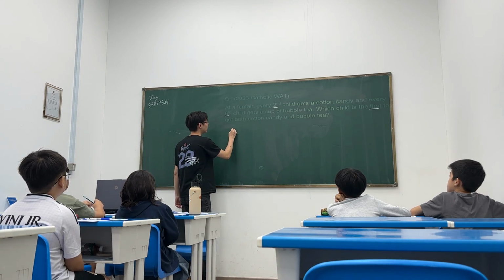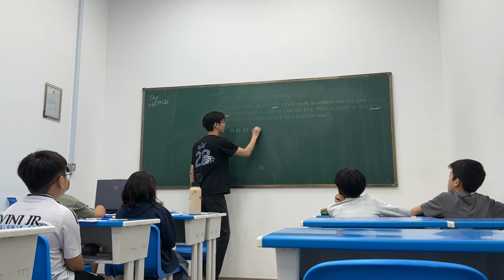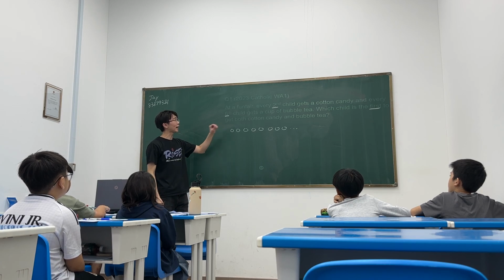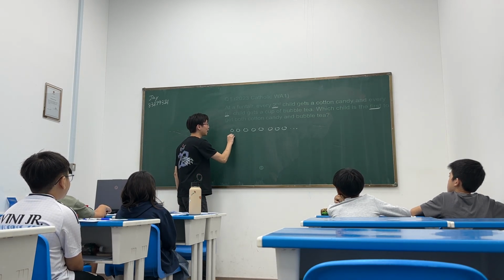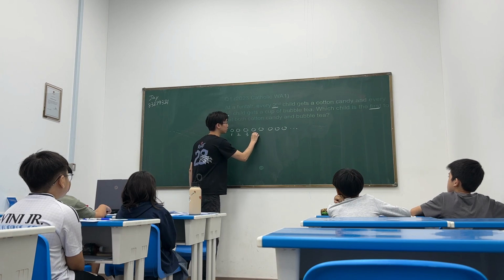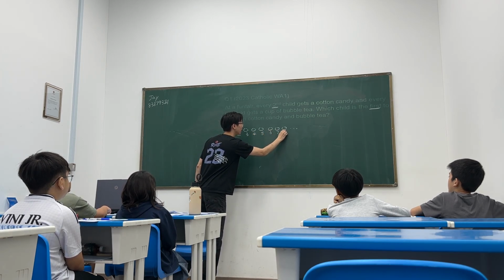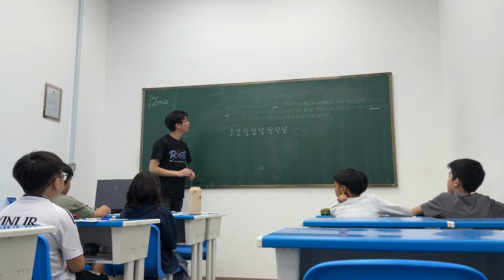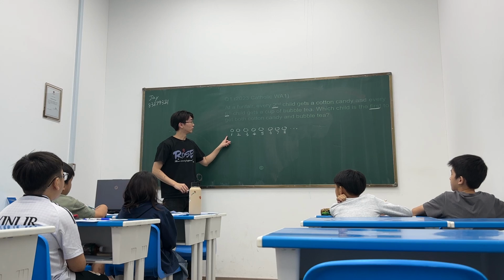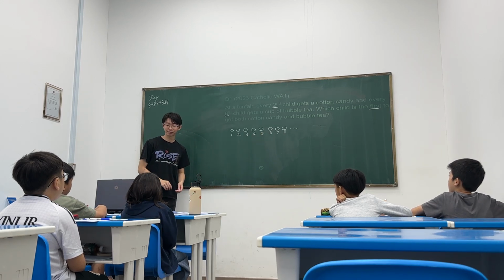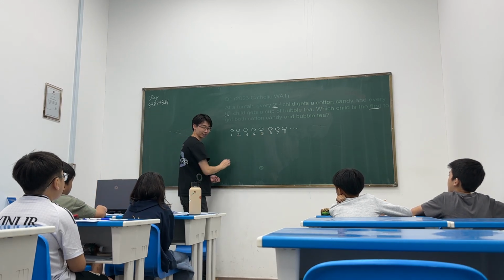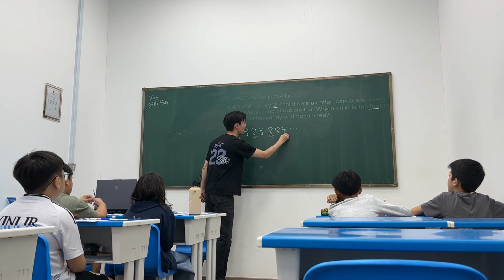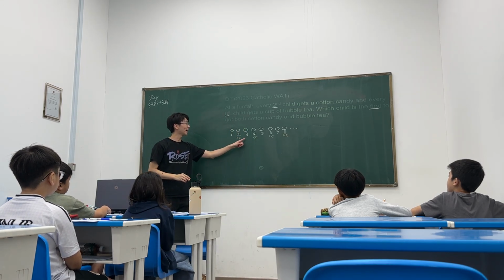The question says there are some number of children here. Okay, let me draw some children. And then it said every second child gets a cotton candy. So let me give some labels here: 1, 2, 3, 4, 5, 6, 7, 8, 9, 10, and so on. Okay, now Kirsten, if every second child gets a cotton candy, which child will get cotton candy? 2, okay. 2, 4, 6, and 8. Okay, so they get the cotton candy.